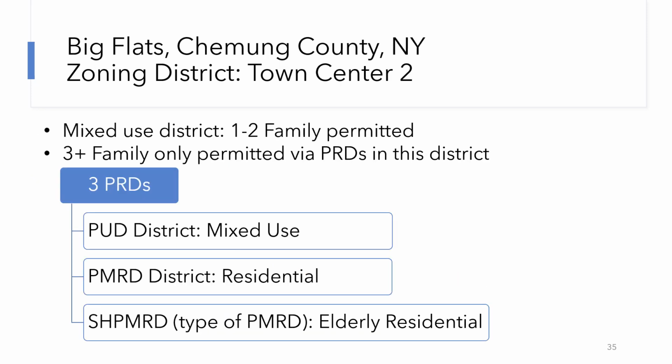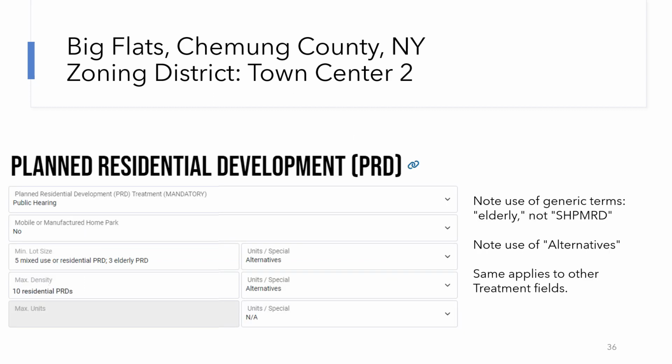In Big Flats in New York, there is a district called Town Center 2 that allows for 3 different types of planned developments. One is mixed-use, one is strictly residential, and one is elderly residential. Here we can see how these 3 PRDs are entered into the Town Center 2 zoning district.